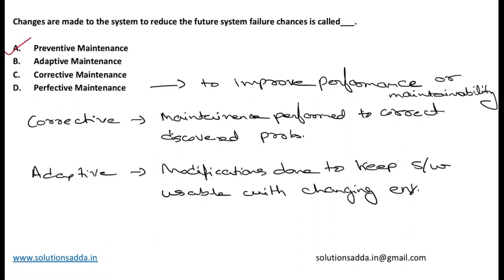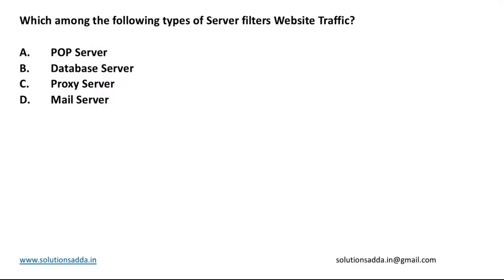And the last is preventive maintenance. Preventive maintenance is modification of software product after delivery to detect and correct the latent faults in the software before they become effective faults. So before becoming the effective faults, if we correct the system so that the faults don't occur, then this is called preventive maintenance. We are following a preventive approach so that the latent faults which are there should not convert to effective faults. Hence option A is the correct answer.